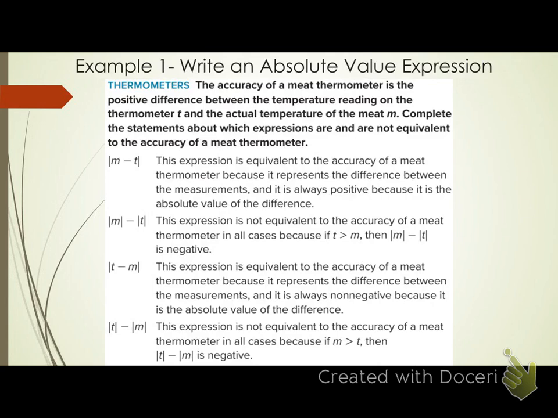These two are expressions that are not equivalent to the accuracy of a meat thermometer in all cases. Because if I've got a bigger number here for T, when I take the absolute value and then I subtract, that could turn out to be like 4 minus 7, which is going to give me a negative number. Does it want negative numbers? No. Positive difference. So these two would not work. These two would work. Like I said, I'm not going to spend a lot of time on this slide. Am I good to move on to example 2?